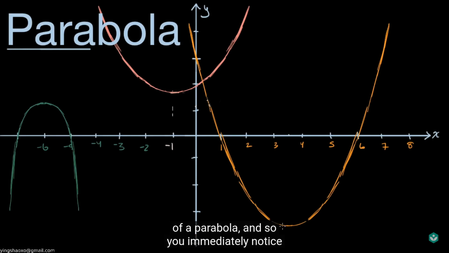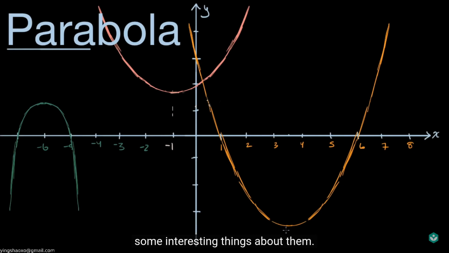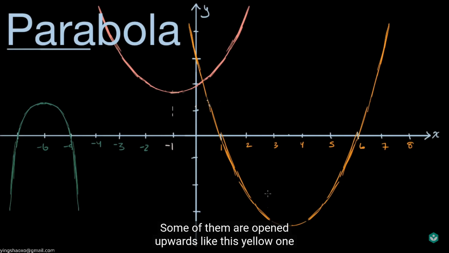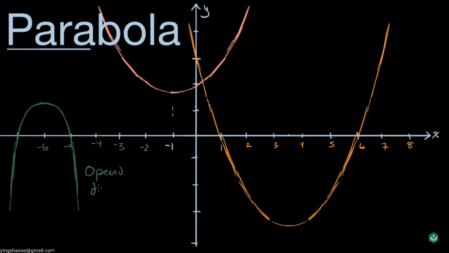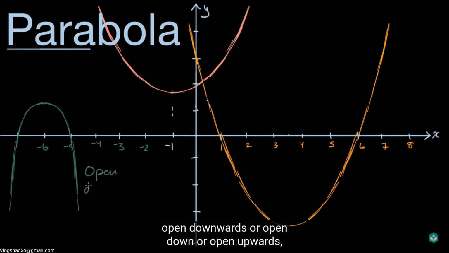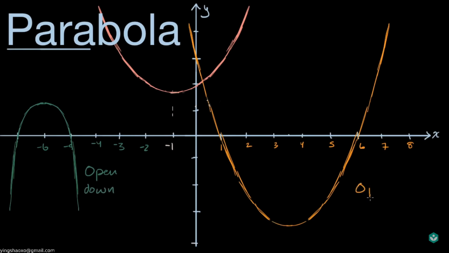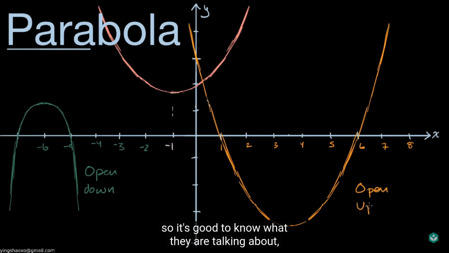And so you immediately notice some interesting things about them. Some of them open upwards, like this yellow one and this pink one, and some of them open downwards. And you will hear people say things like open down, open downwards, or open upwards. So it's good to know what they're talking about, and it's hopefully fairly self-explanatory.